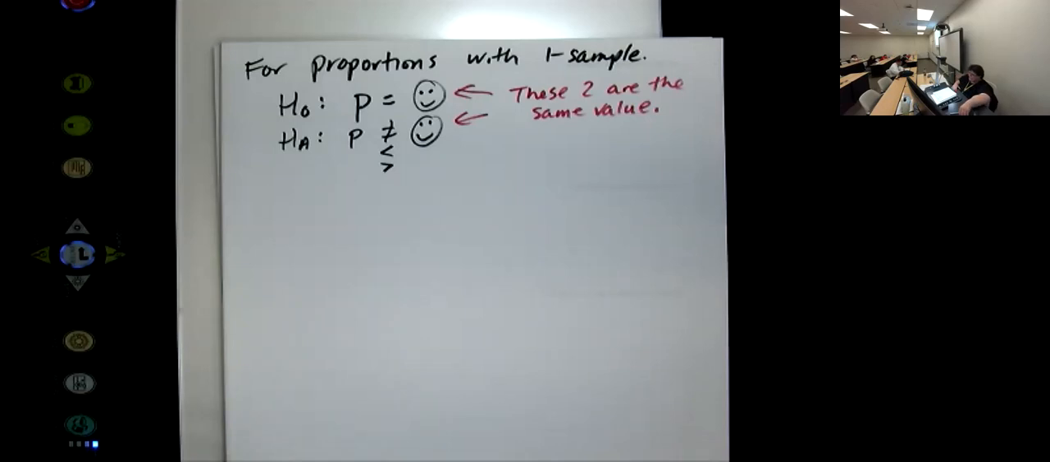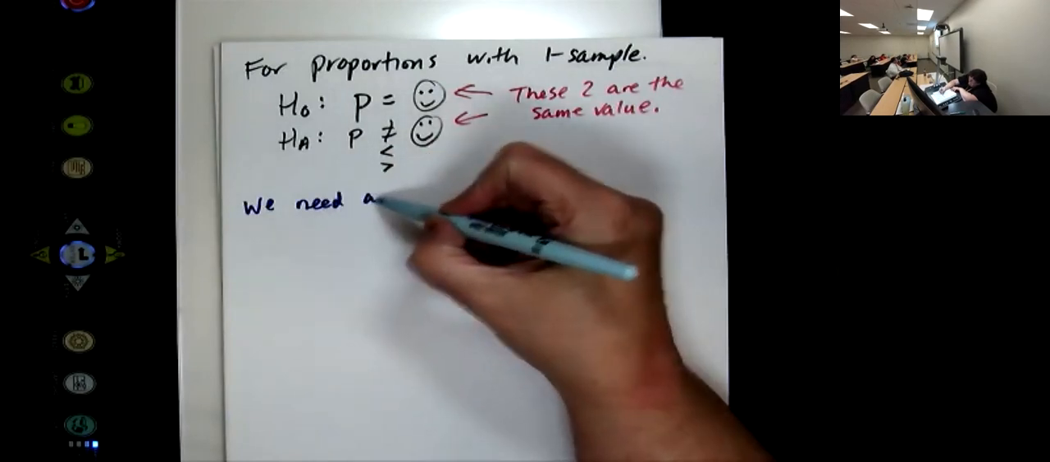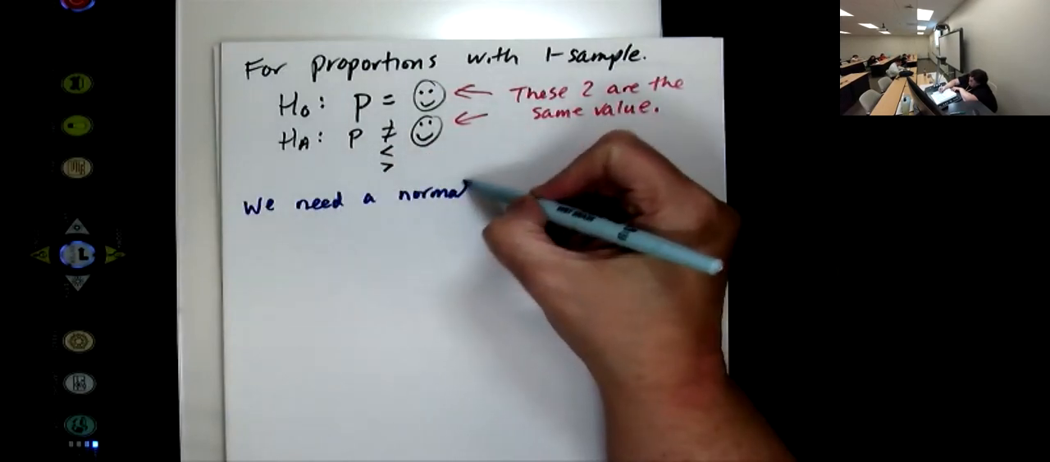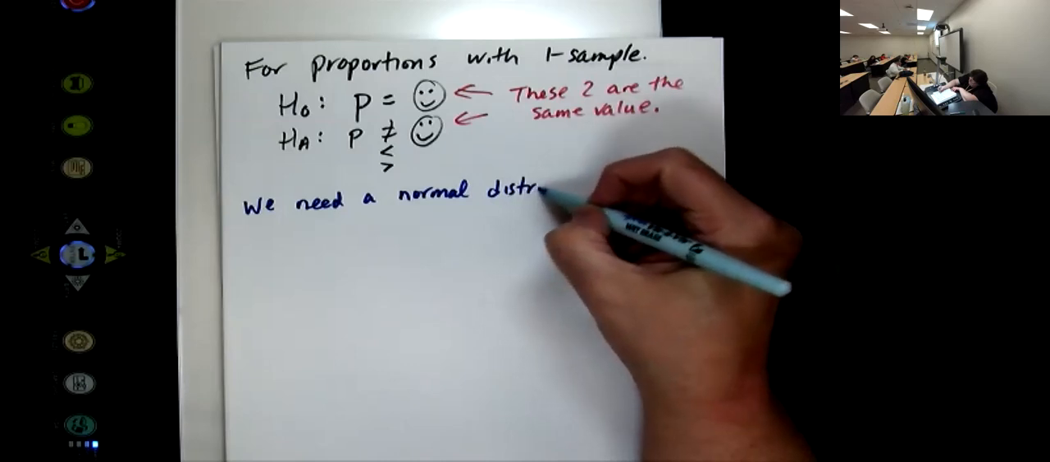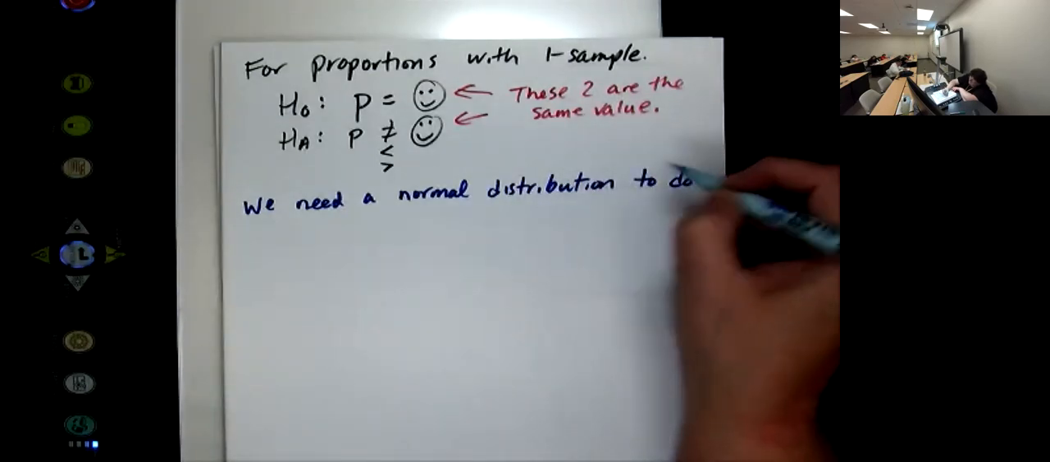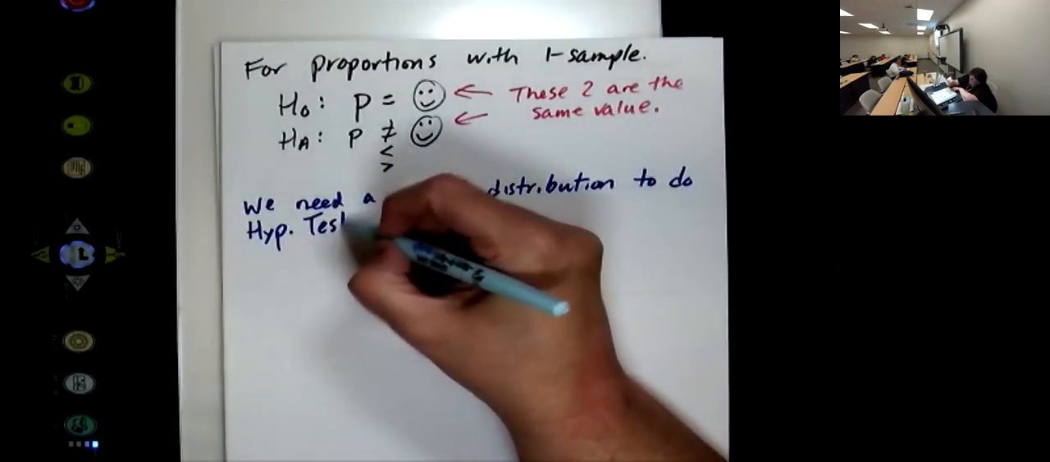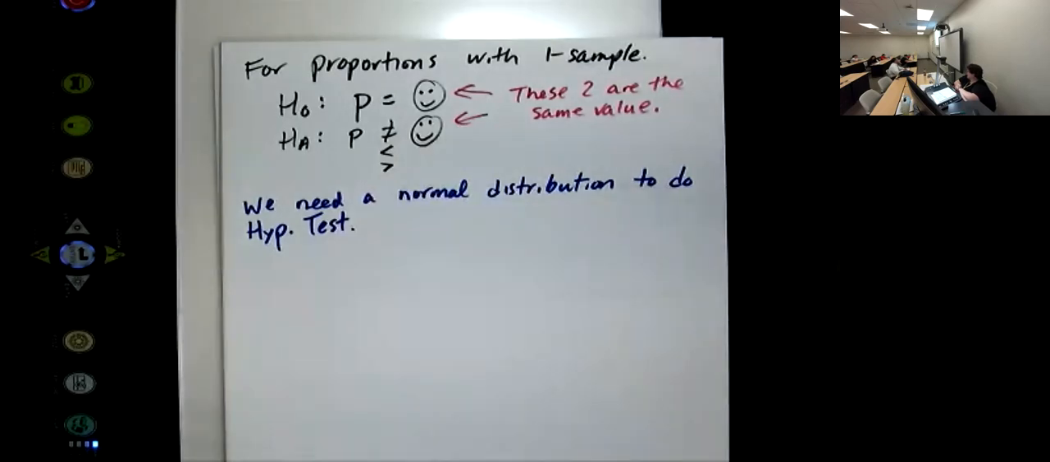We also need to have a normal distribution to do hypothesis testing, which I always abbreviate HYP, because hypothesis is a long word that I'd rather just say the hype, to do the hype test.